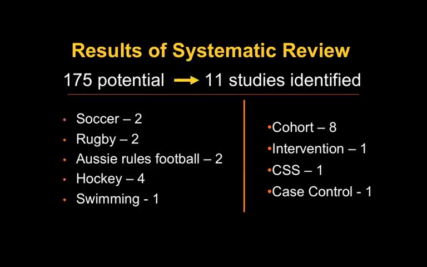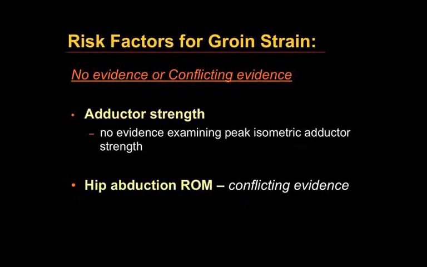So, the results of a systematic review that I did on groin strain injuries and risk factors associated with them, published in 2007, looked at 175 potential studies, of which 11 studies met the criteria and were identified for use. They were in the sports of soccer, rugby, Australian rules football, hockey, and swimming. There were cohort studies, interventional studies, cross-sectional studies, and case series. The risk factors that were identified in the systematic review were as follows.